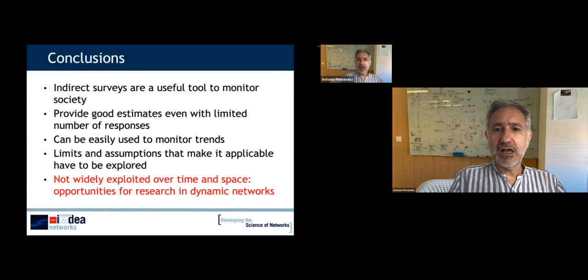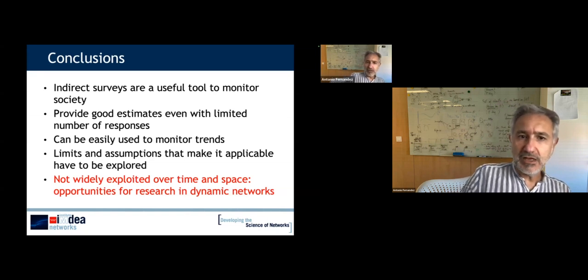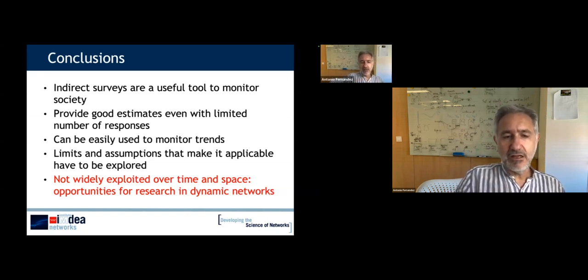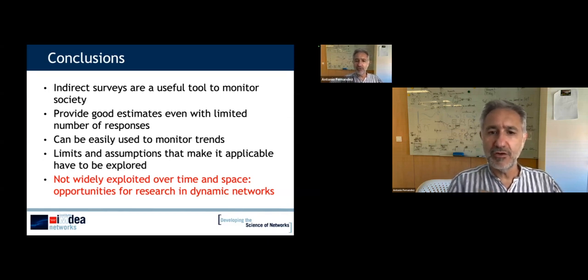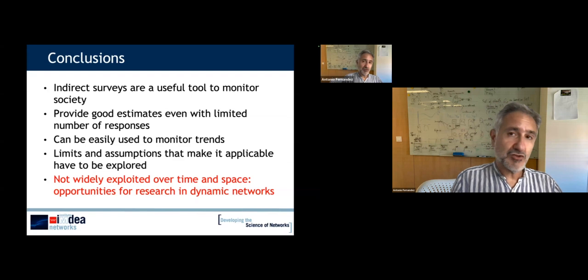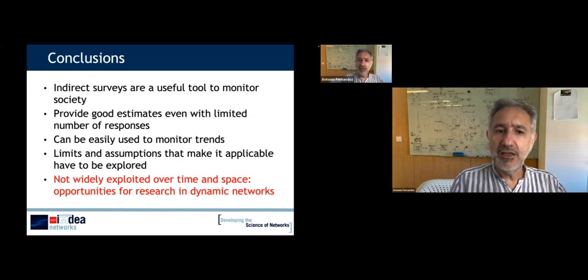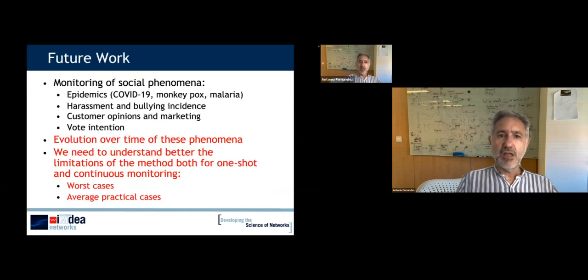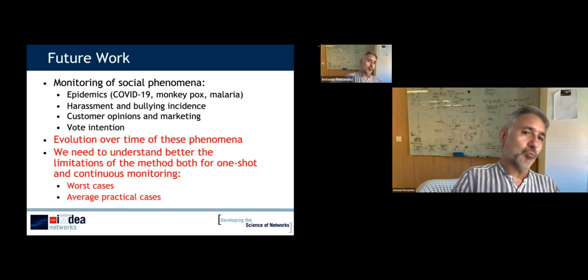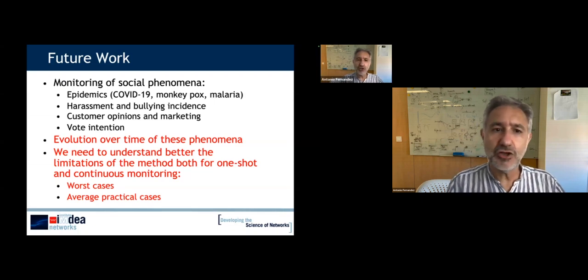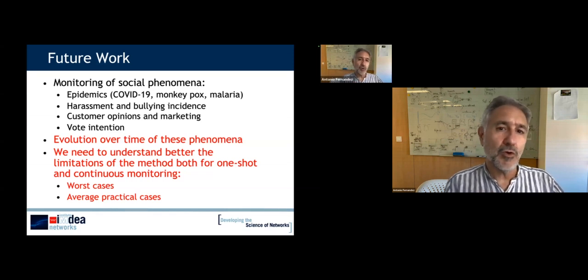So to summarize, we believe that indirect surveys are going to be very useful, and they give a good estimate, and surprisingly, they have not been widely exploited over time and space. Actually, we haven't found any work in which they do like we did in this project, in which we look at the evolution over time of a certain phenomenon by collecting data periodically using indirect surveys. In future work, we are putting this to practice. For instance, we are looking at vote intention. We are looking at epidemics. We want to use it for malaria. We plan to do it for other phenomena.